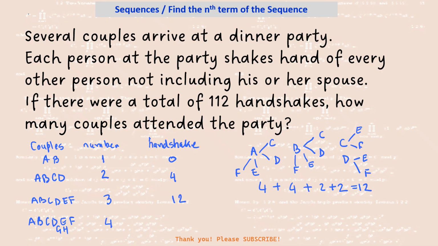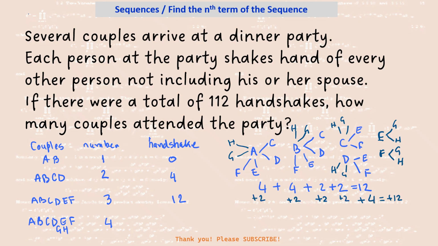So we have 4 couples, and you see what happens now is individually A would shake hands with G and H. B would shake hands with G and H, and C and D would both shake hands with G and H, and then E and F would also shake hands with G and H. So you would have a total of plus 12.